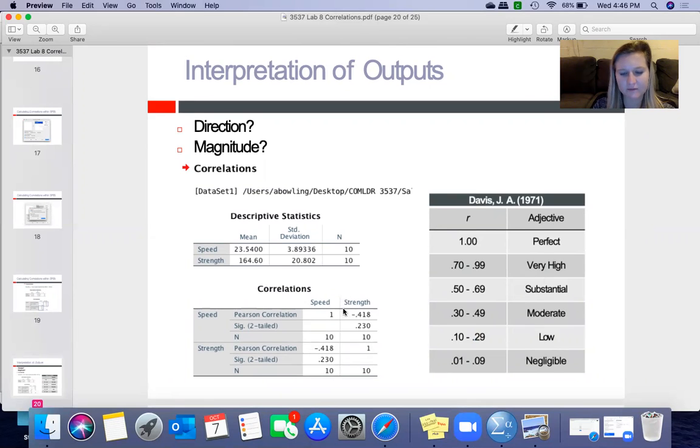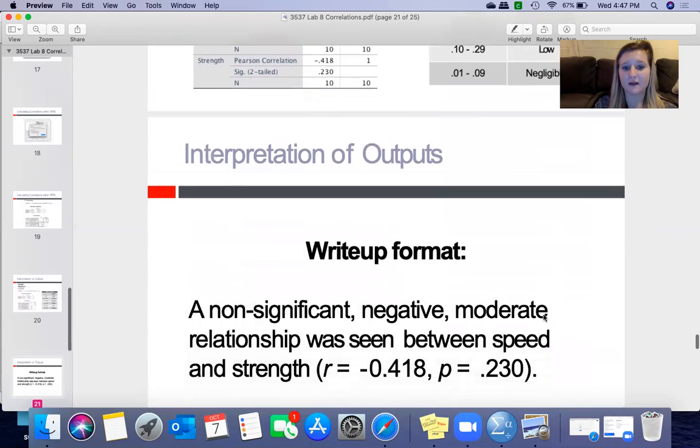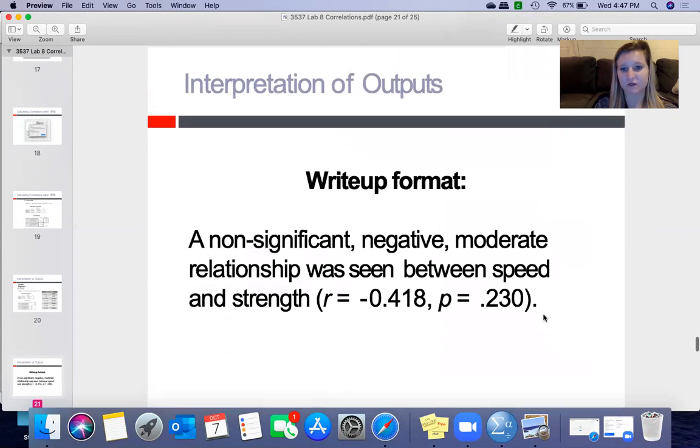So if I compare my negative 0.418 to this table, it looks like I have a moderate magnitude of relationship. So at this point, I can tell you that I have a non-significant, moderate, negative relationship between my two variables. And that is going to look like this when you report it. So this is the exact format that you're going to use for your write-up.